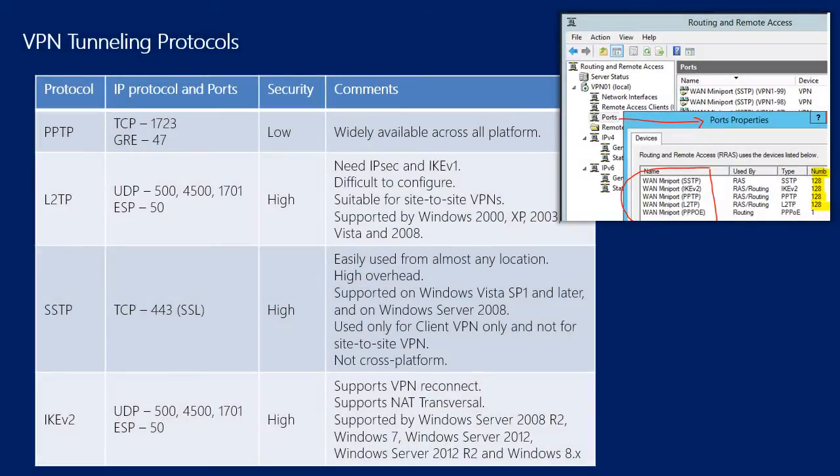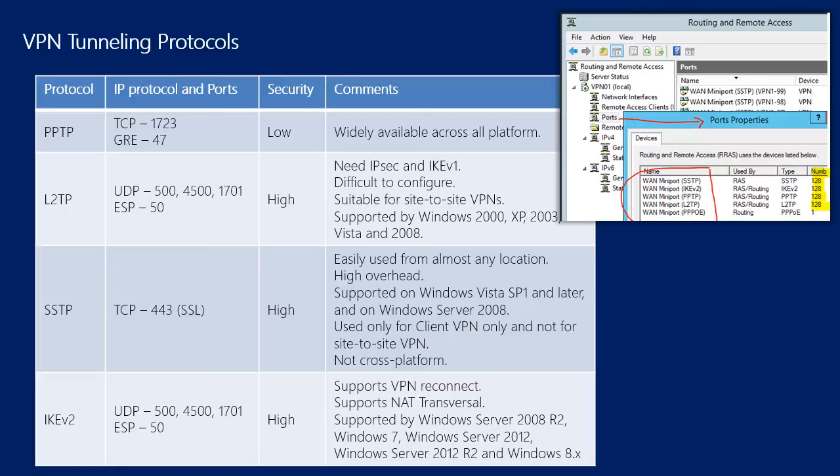So one thing that I want to discuss before I start connecting my home user to the VPN server is VPN tunneling protocols. So Windows Server 2012 R2 supports 4 different VPN tunneling protocols. The first one is point-to-point tunneling protocol, which is PPTP. The second one is L2TP, which is layer 2 tunneling protocol. The third one is secure socket tunneling protocol, which is SSTP. And the fourth one is IKEv2, which is Internet Key Exchange version 2.